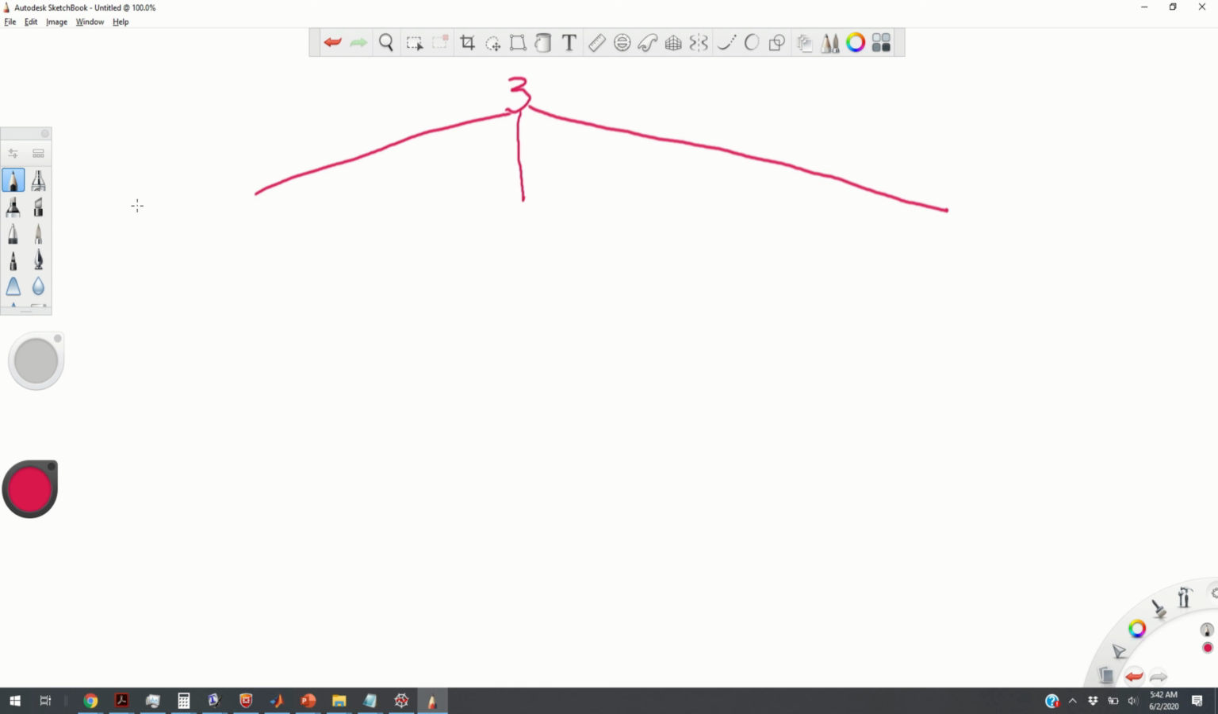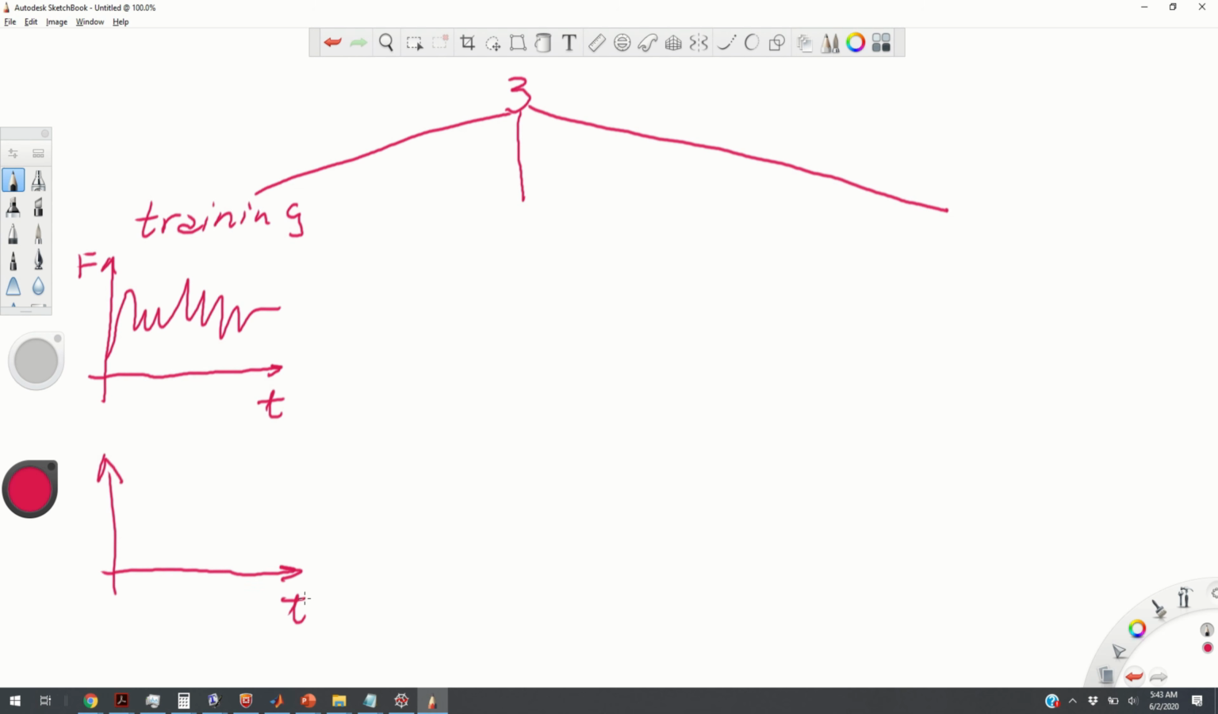The first data set, called the training data set, will consist of a randomly generated input force and the output of the system, that is the displacement of our mass spring system, obtained by simulating the system response for a given force F. And here we will also assume a random initial condition.